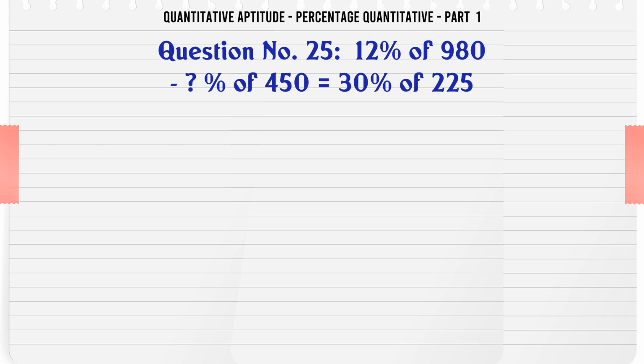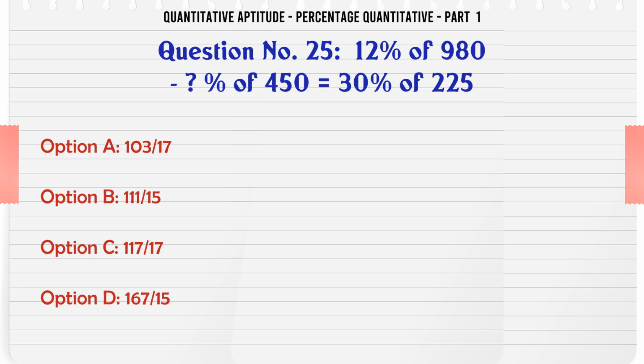12% of 980% of 450 is equal to 30% of 225. A. 10317, B. 11115, C. 11717, D. 16715. The correct answer is 16715.